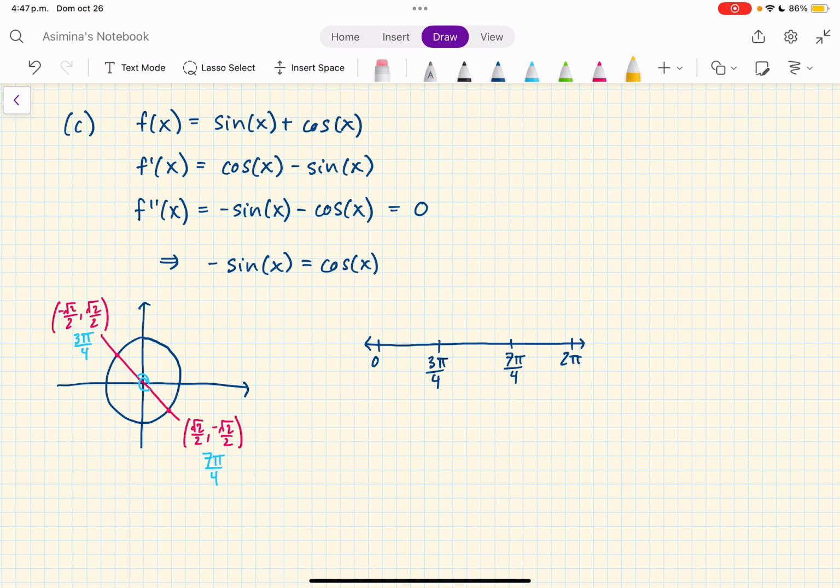And again, we have 3 intervals: the interval from 0 to 3 pi over 4, the interval from 3 pi over 4 to 7 pi over 4, and then the interval from 7 pi over 4 to 2 pi. So I'm going to choose a value in each of these intervals and then plug it into the second derivative to see if the second derivative is going to be positive or negative at that point. So what values can I choose? Well, between 0 and 3 pi over 4, I can choose this value here. That's pi over 2.